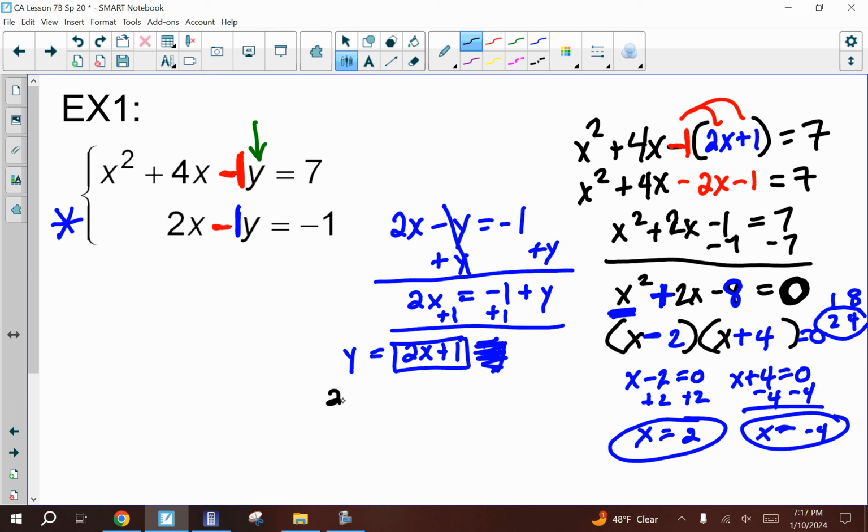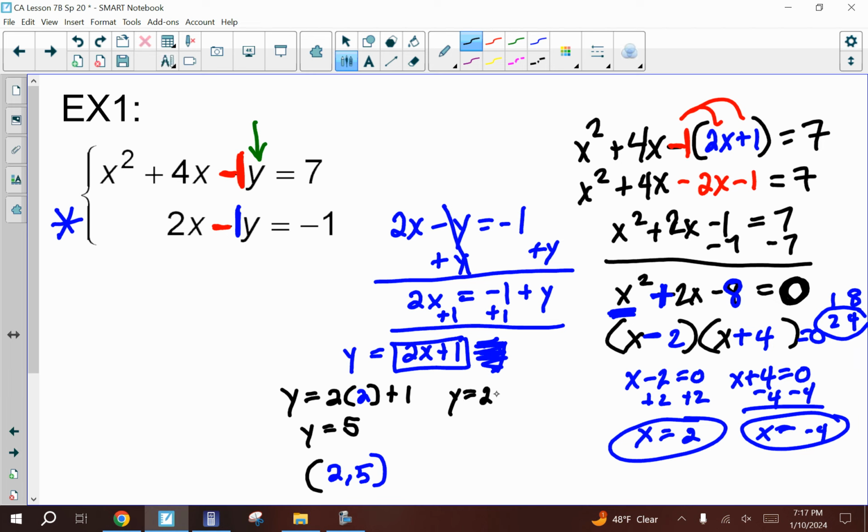So in the box, I have 2 parentheses plus 1. And the first answer was x equals 2, so I'm going to plug a 2 in there. And that's going to tell me the answer for y. So when x is 2, that means that y is equal to 5. So my first solution is going to be at 2, 5. Then I do it a second time.